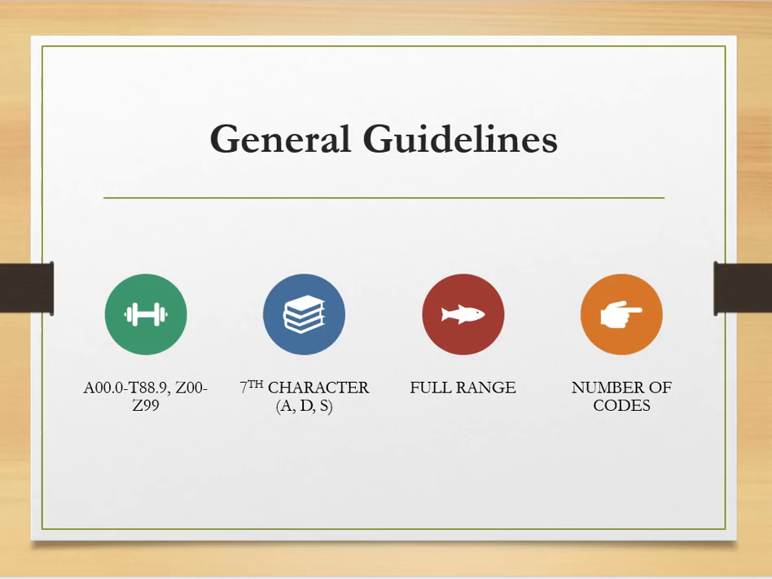So, first, let's talk about some general guidelines. Number one, these codes can be utilized with any code in the range of A00.00 through T88.9 and Z00 to Z99. We haven't talked about Z00 to Z99 yet. That's our next session. Now, these codes are mostly applicable to injuries. They're also valid for use in such situations like infections or diseases due to some external source, and other health conditions such as a heart attack that could occur while a patient is exercising.